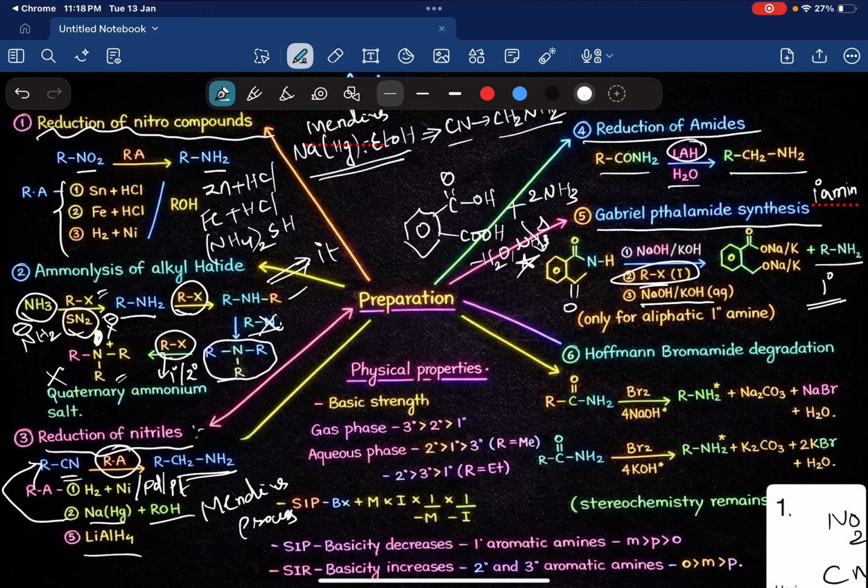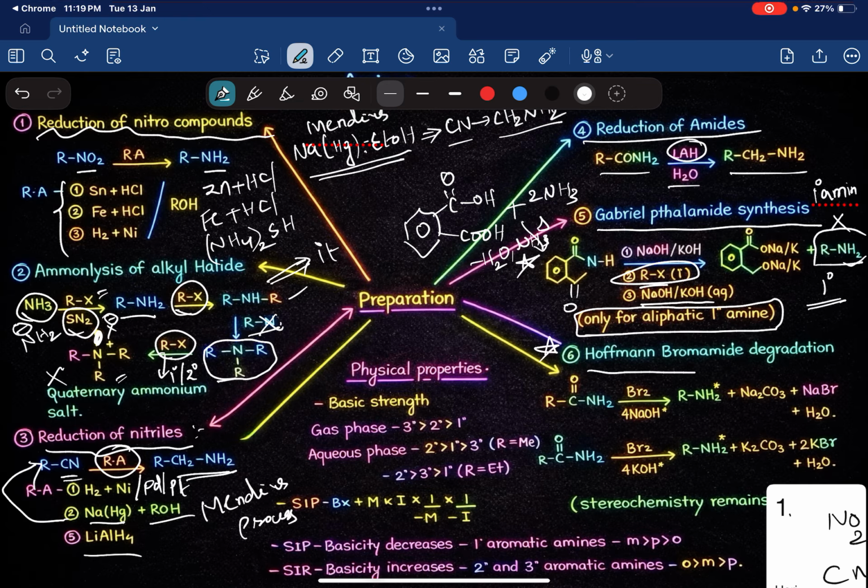So that is why aryl or vinyl primary amines are not possible to prepare with the help of this reaction, due to partial double bond character in the aryl or vinyl halides, which you might have studied in the first haloalkanes chapter. So it is mainly used for making primary amines, and this process is not helpful to prepare vinyl or aryl primary amines. So that's the most important point.